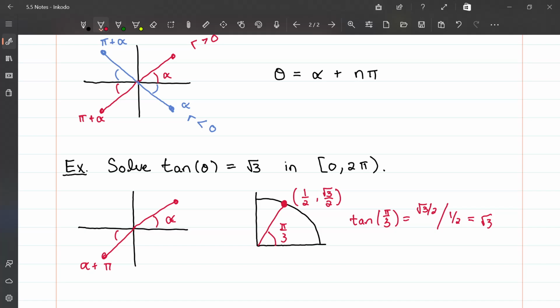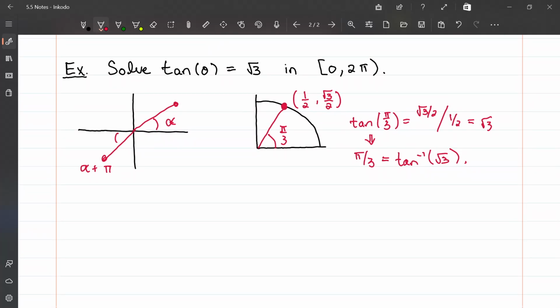In fact, and this is an important thing to point out to everybody, if I find an answer in quadrant 1, which is part of the range for arctangent, which gives me the right answer, then arctangent is going to be exactly the angle that I worked with. So in other words, what we are saying here is pi over 3 is equal to arctangent of root 3. From here, we can get all of our solutions.